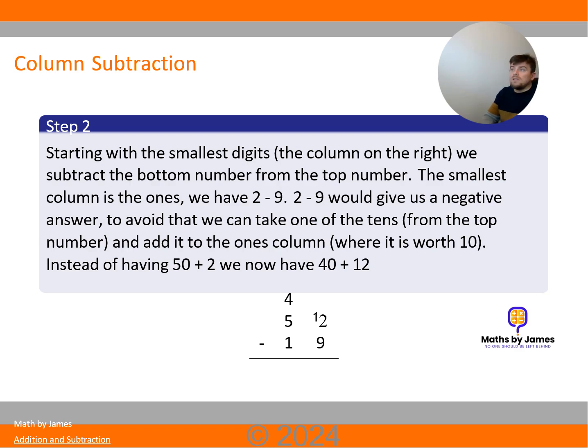Starting with the smallest digits, the column on the right, we subtract the bottom number from the top number. The smallest column is the ones. We have 2 minus 9. 2 minus 9 would give us a negative number. To avoid that, we can take 1 off the tens. So for the 52, we cancel the 5 out and we make it 4, because we've made 12 here. So instead we have 40 plus 12.